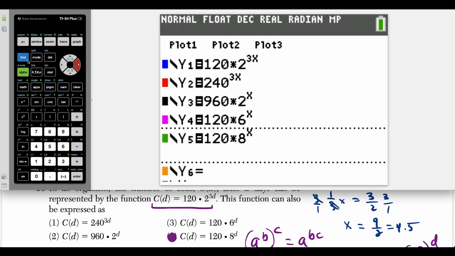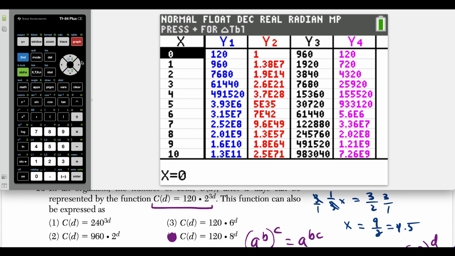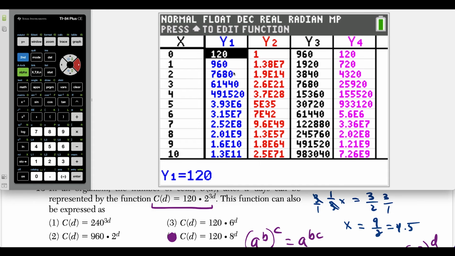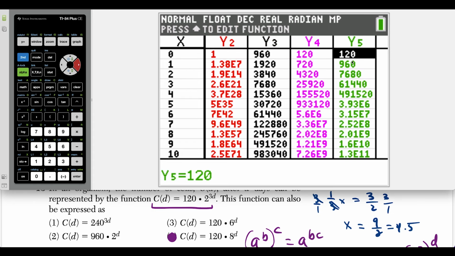So now that everything's typed in, what we could do is we have the question in blue, and then we have choice 1, 2, 3, and 4. And this worked out to choice 4, which is going to be the green one here. And if we press second graph here, notice the question starts at 120, then 960, 76, 80. And the only one that matches this is the fifth column here. We have 120, 960, 76, 80.